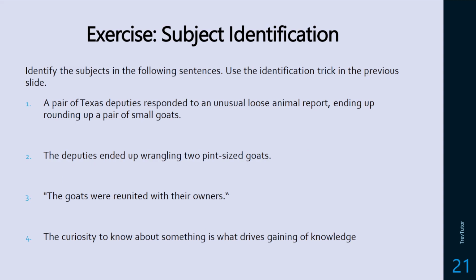So let's try some practice. You can pause the video and try these yourselves. Try to identify the subjects in the sentence using an identification task, and I will go through the answers right now. So a pair of Texas deputies responded to an unusual loose animal report, ending up rounding up a pair of small goats. So the subject here would be a pair of Texas deputies. We can replace this with the word they. They responded to an unusual loose animal report. The deputies ended up wrangling 2 pint-sized goats.